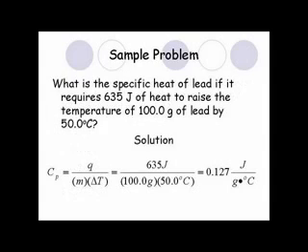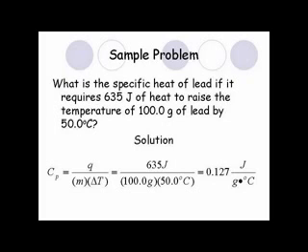Our base equation here is our specific heat, C subscript P, is equal to our heat in joules, represented by Q, divided by the product of our mass times the change in temperature. So on top we'll have 635 joules. On the bottom we'll have our 100 grams and 50 degrees Celsius. It's very important here that you keep the order of operations correct so that you get the correct answer.